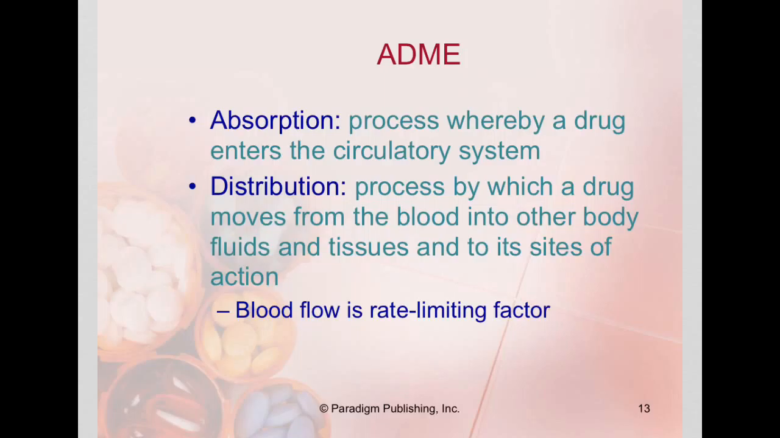Distribution is the process of the drug moving from the blood into the other body fluids and tissues and to its sites of action. Blood flow is the rate limiting factor. It's the big one. If your blood's pumping faster, the drug will get distributed faster. There are 3 other factors that affect the rate of absorption, and that is in your book on pages 28 and 29. So read over those 2.